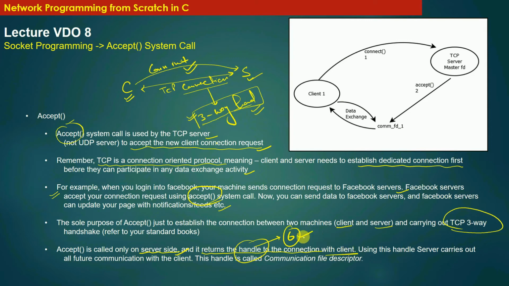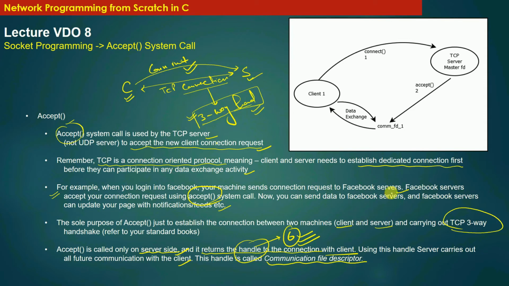Using this handle, the server carries out all the future communication with that client. This handle is called the communication file descriptor. Why is it called the communication file descriptor? Because the actual communication between the client and the server after the connection has been established is done using this handle. That is why it is called the communication file descriptor.